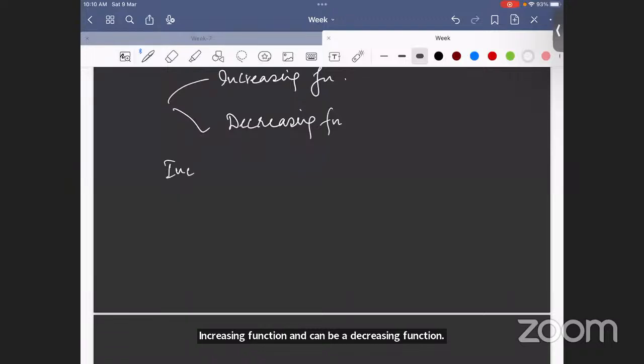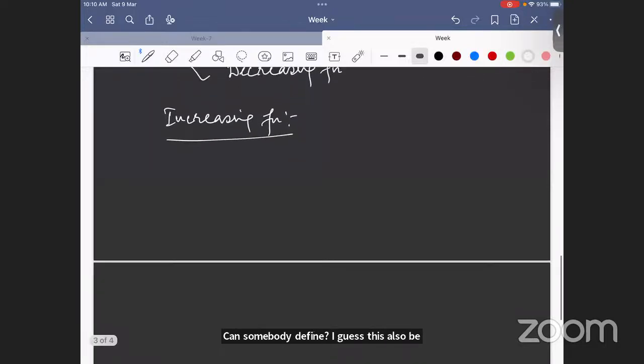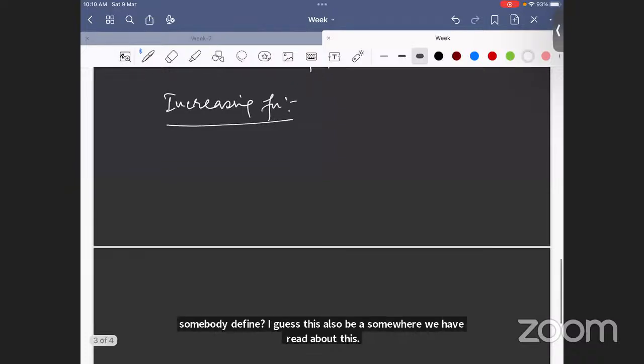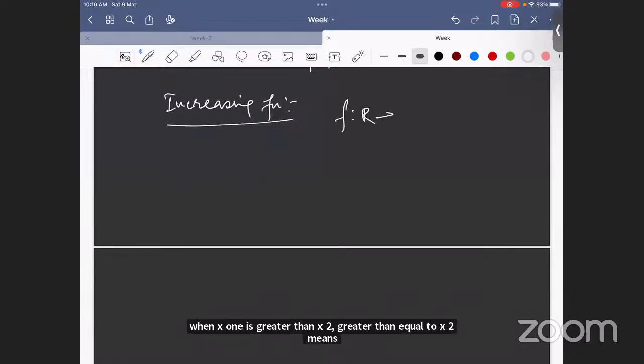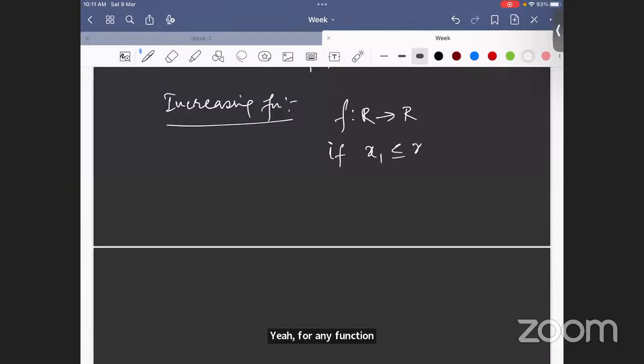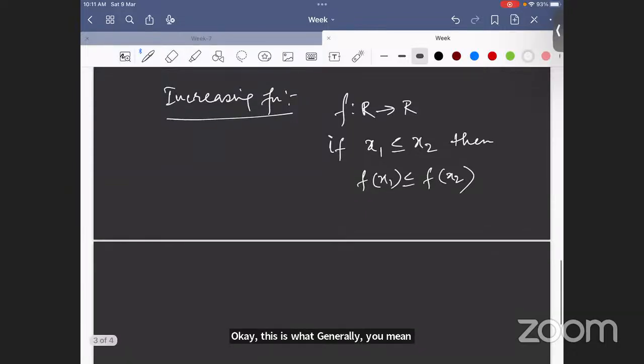Function? Can somebody define an increasing function? I guess we have read about this somewhere. For any function f from R to R, if x1 is less than or equal to x2, then f of x1 is less than or equal to f of x2. Correct. This is what we generally mean by an increasing function, right?